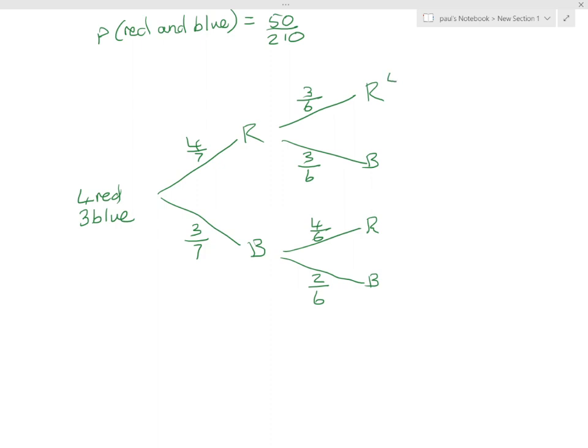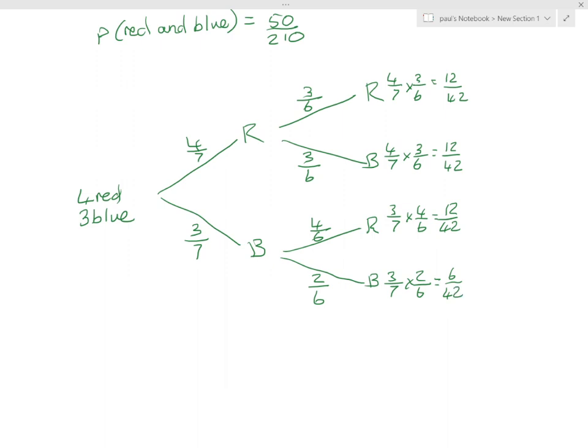Okay, so we've got 4 over 7 times 3 over 6, which is 12 over 42. And red followed by blue, 4 over 7 times 3 over 6 is 12 over 42. Same. Blue followed by red is 3 over 7 times 4 over 6, 12 over 42. It's unusual they all come out to be the same thing. 3 over 7 times 2 over 6, this is different, equals 6 over 42.